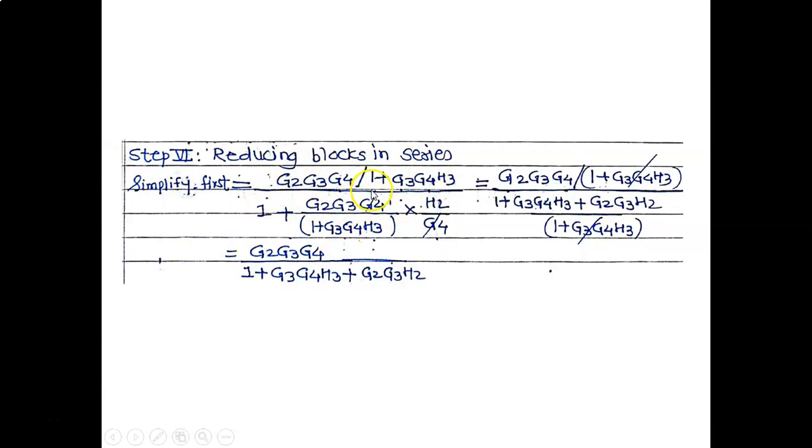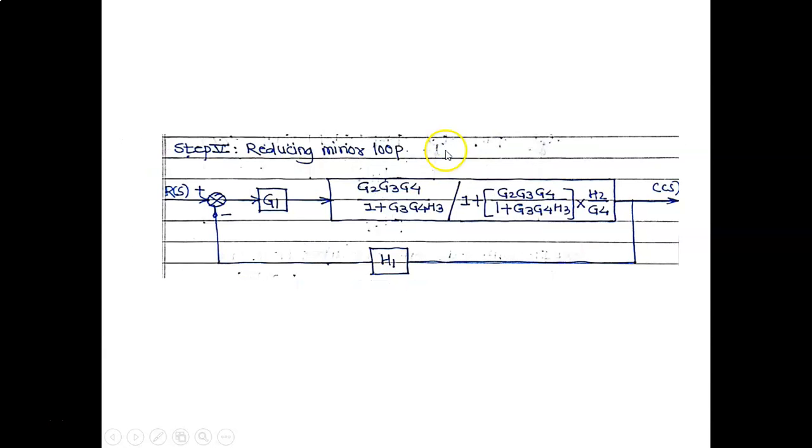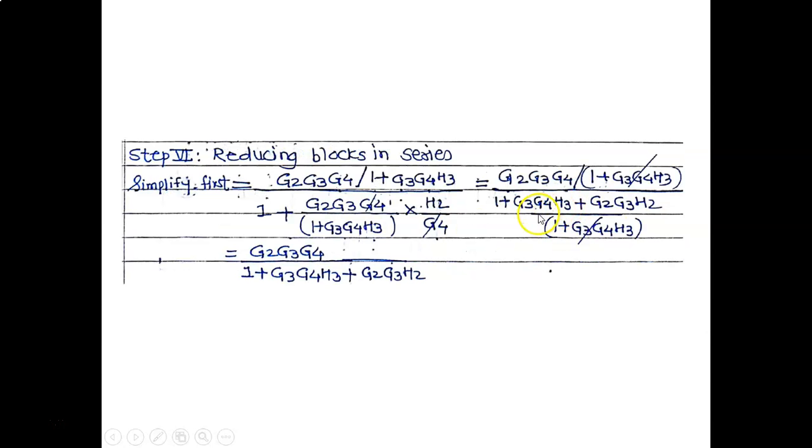therefore first of all we will simplify this block, we will simplify first of all, and then we will multiply with G1. This whole block we will simplify. That simplification is in the next slide.